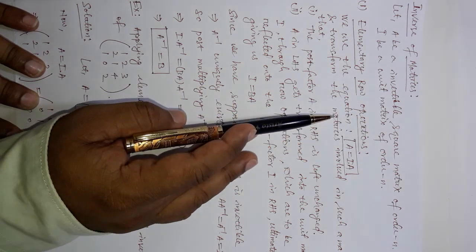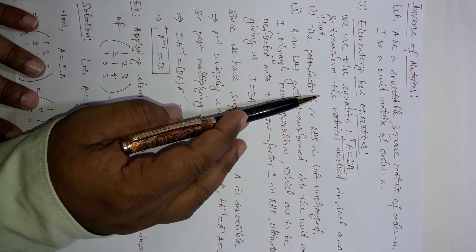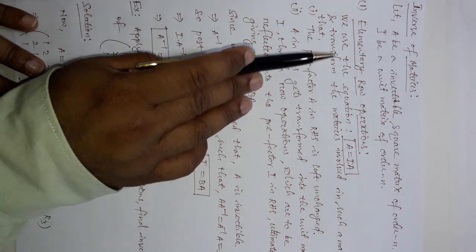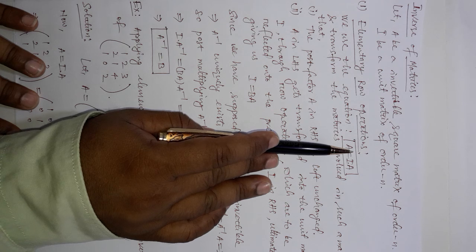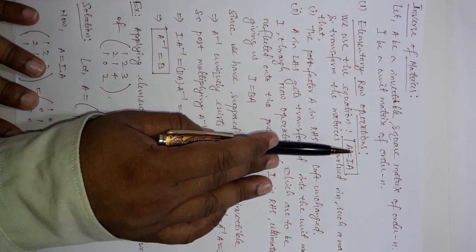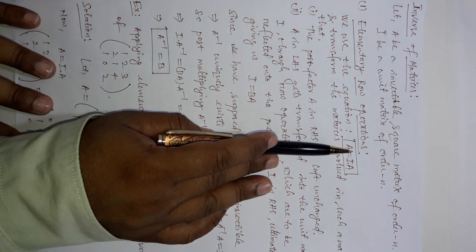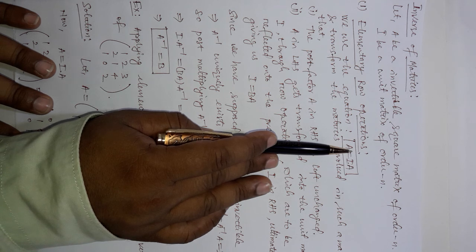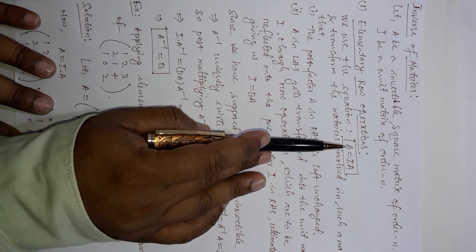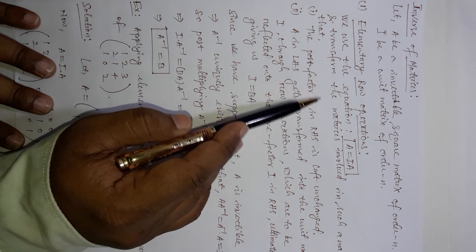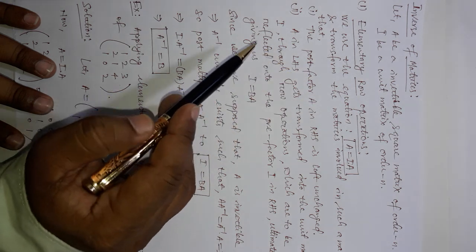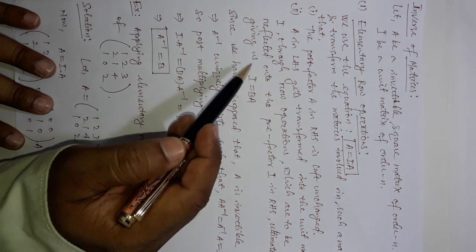So, friends, I can use two types of elementary operations here. One is called elementary row operations and the second is called elementary column operations. That means I can use the elementary operations row-wise or column-wise. Both I can apply and I can get the inverse. Now, one question may come to your mind: can we apply both together on a single matrix in different steps to calculate its inverse?